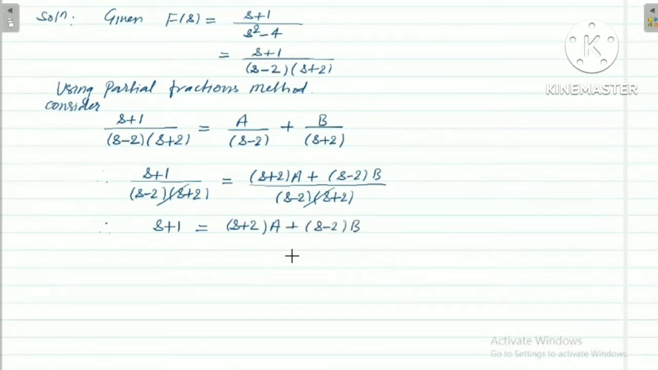Now our job is to find the constants A and B. Then we replace the constants A and B in this equation and take the inverse Laplace transform on both sides, and then you will be able to find the inverse Laplace transform of the given function.